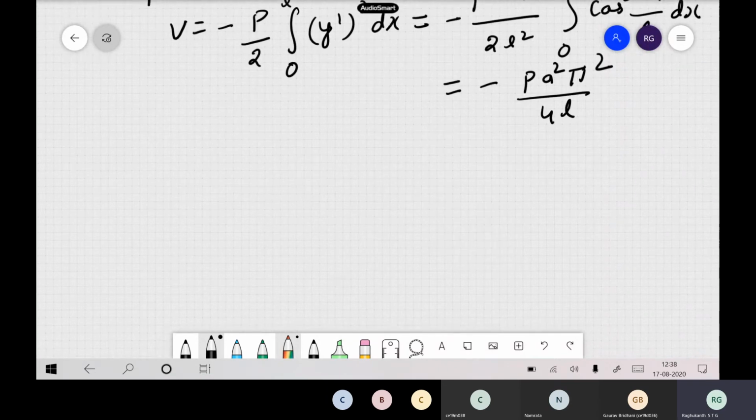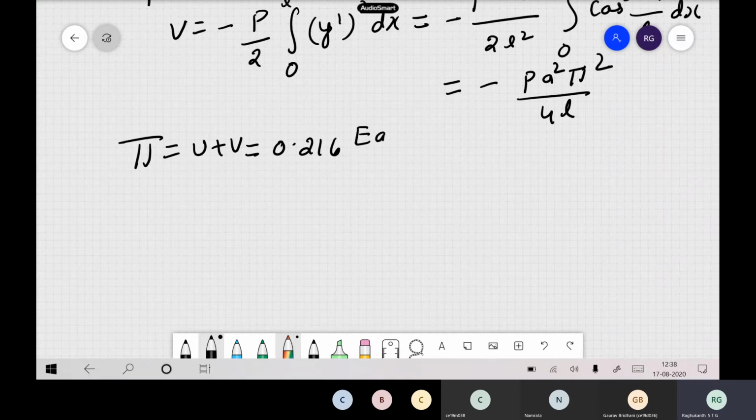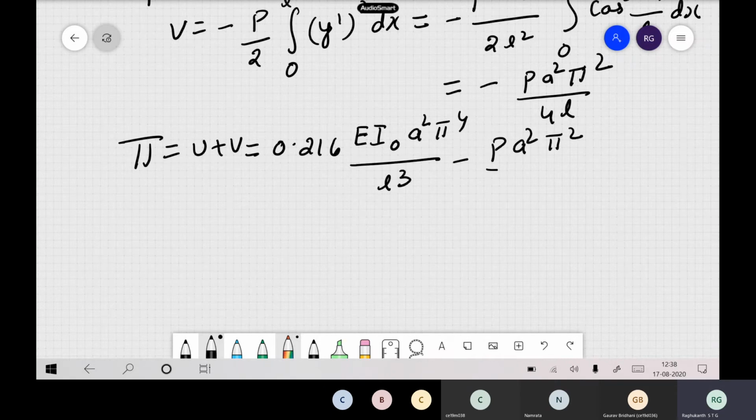Okay, so now the total energy, that is your phi, U plus V kind of a thing. So this becomes 0.216 E I naught a square pi to the power of 4 by L cube minus P a square pi square by 4L. So this is our total energy.